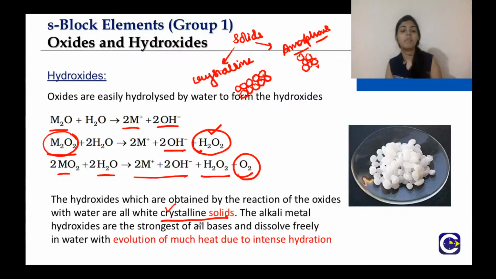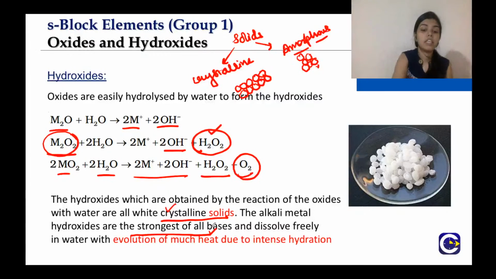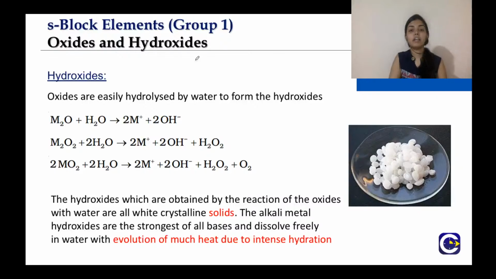Now, the alkali metal hydroxides are the strongest of all bases. See, we already know that metal hydroxides, or metal oxides, are basic in nature, and we know that in a particular group the most metallic will be the group 1 metals, right? So therefore they are the strongest of all bases, and they dissolve in water with evolution of much heat. That means the reaction is very much exothermic in nature due to intense hydration.